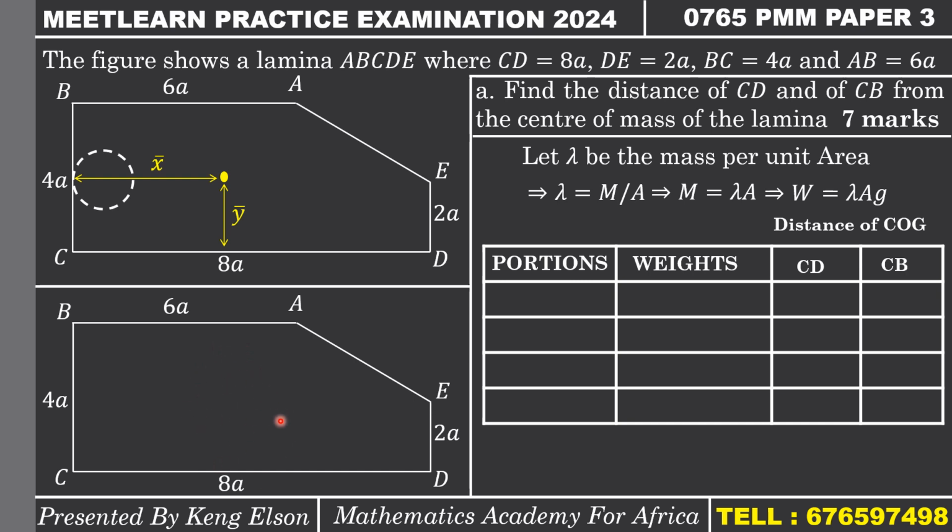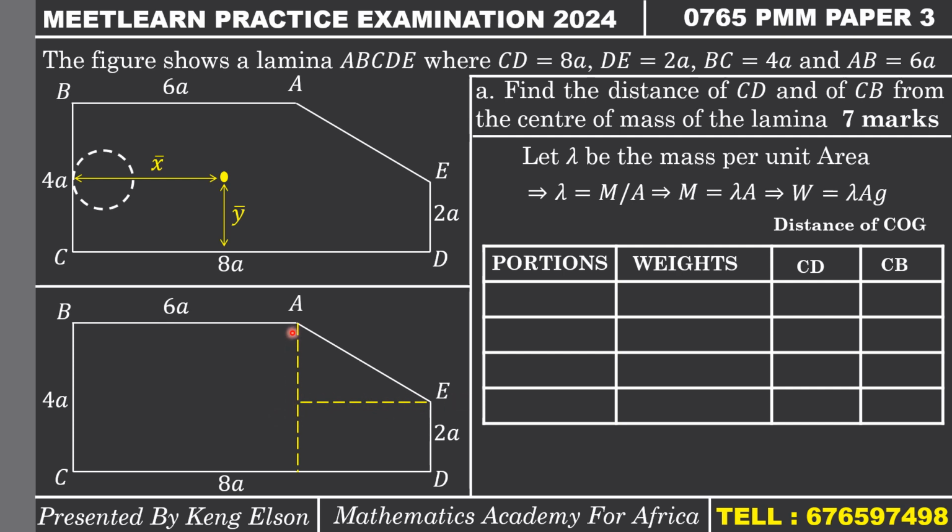Now we are going to consider portions that we can easily identify, shapes that we know. So I'll start by indicating a vertical line here so that I have a rectangle whose width is 4a and whose length is 6a. Now we are going to indicate a horizontal line here so that we have a right angle triangle and a rectangle. This right angle triangle will have a height of 2a and a base of 2a.